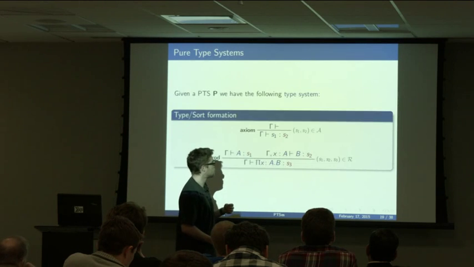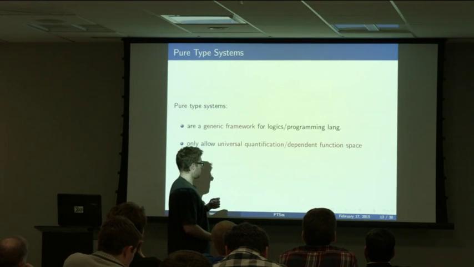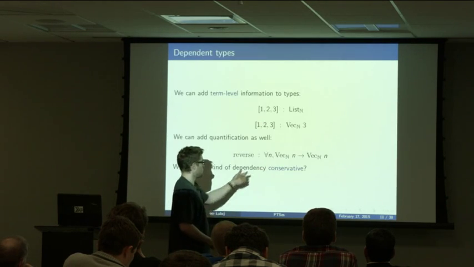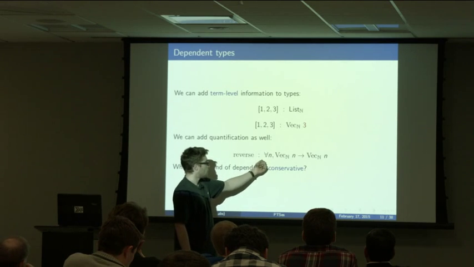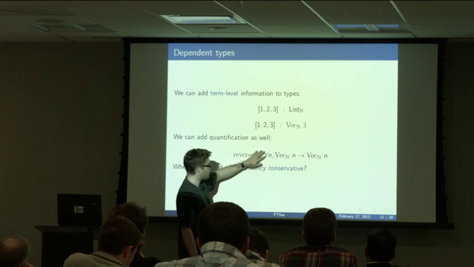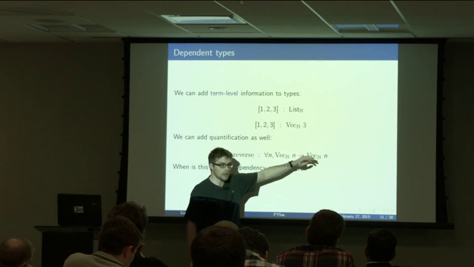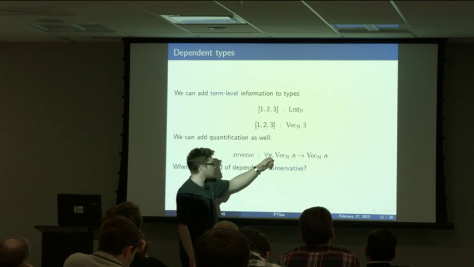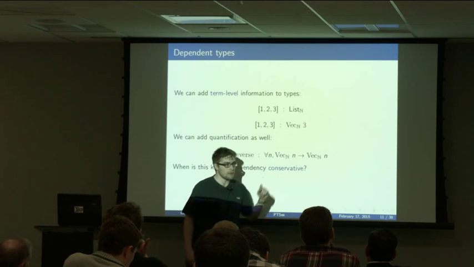So you might have this situation right here where you have an n and it appears. In this case, it would be pi n vec n arrow vec n. And so surely the n appears in the type.